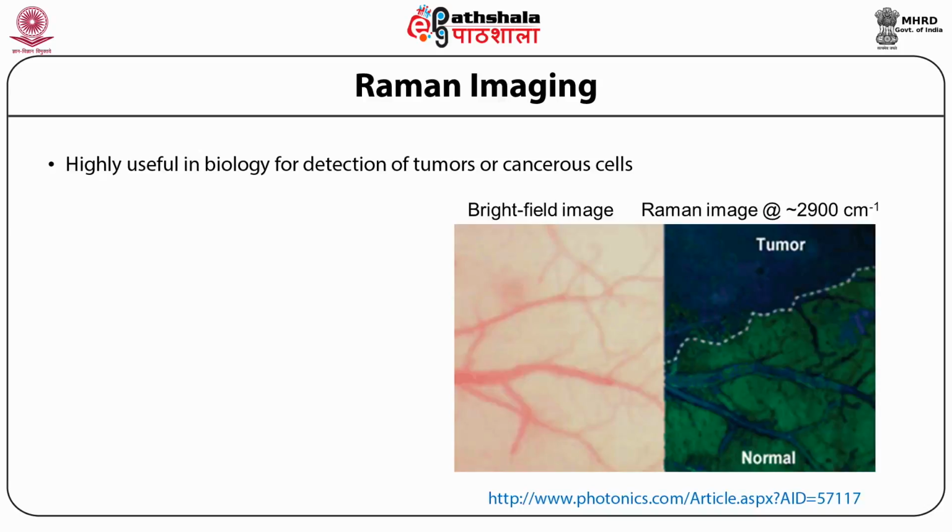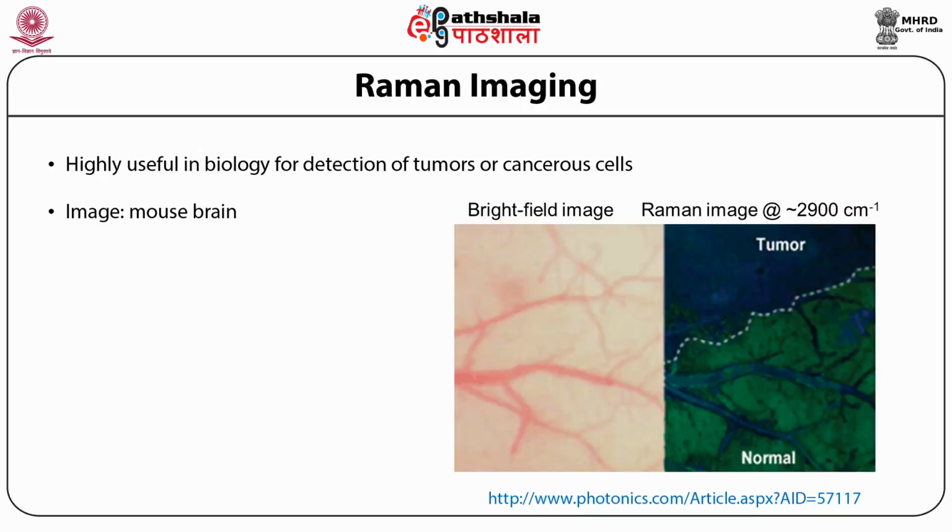Now, if you are imaging the sample for a particular frequency, and because of cancerous cells the frequency has slightly shifted, you will not see anything in that region where there are cancerous cells. As an example, the images shown here are taken on a mouse brain. The image on the left-hand side is a bright field image, and the image on the right-hand side is taken by a Raman microscope, where the imaging was done at a frequency of around 2900 per centimeter. What you see is a region where there is no signal at all at that frequency. So why is it so?